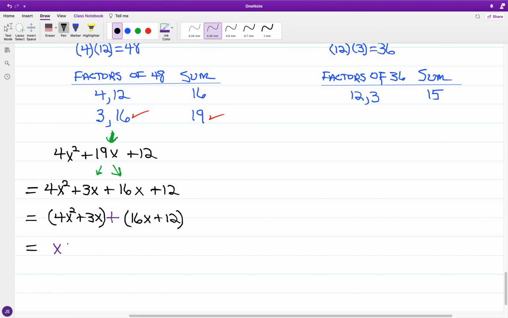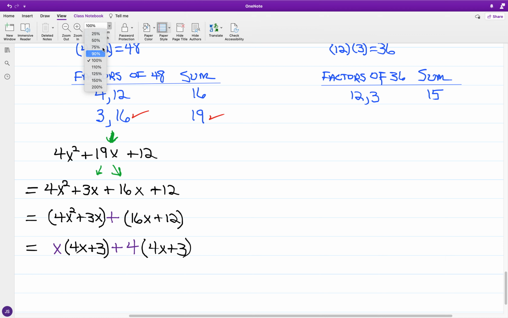And x into 4x squared will go 4x times. And x into 3x is going to be 3. And bringing down the addition. And for 16x plus 12, the greatest common factor of 16x and 12 is going to be a number, and that number is going to be 4. And as we look at taking 4 into 16x plus 12, we're also going to have 4x plus 3.